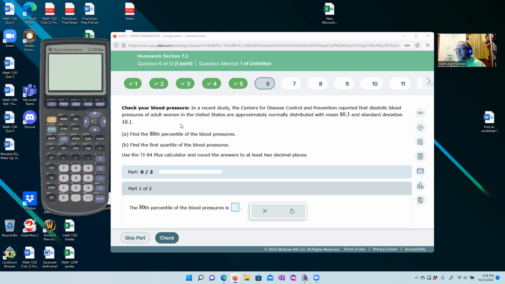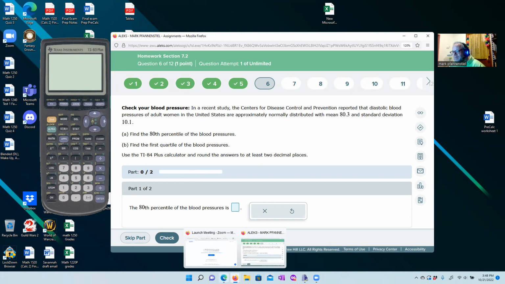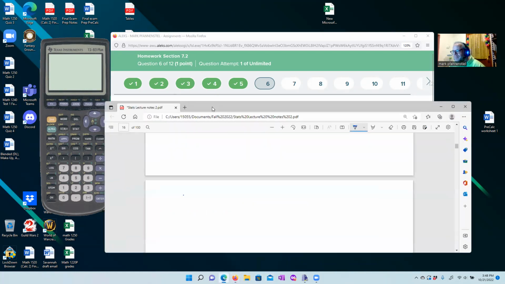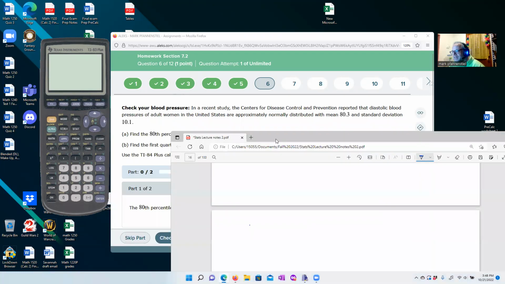So, blood pressure, again, always a nice topic, near and dear to my heart. We can check blood pressure. The CDC says the diastolic pressure for adult women is approximately normally distributed. That's always an important thing to have. Mean 80.3. Notice they give us the mean, they give us the standard deviation, they tell us it's normal. Later in the chapters, they will tell us different things, so it's important to pay attention to this.